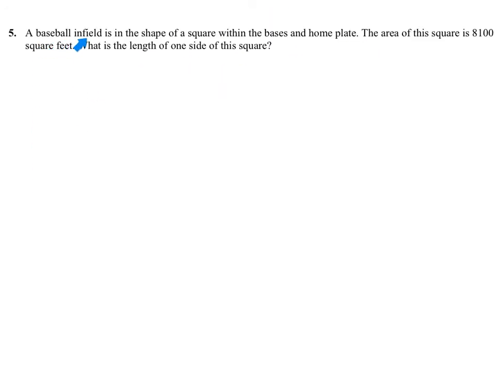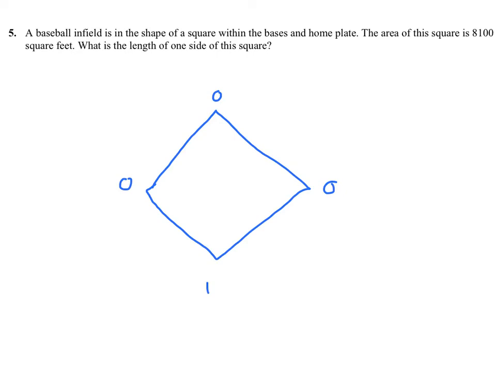A baseball infield is in the shape of a square within the bases and home plate. The area of this square is 8,100 square feet. What is the length of one side of this square? All right, so let's think about it. We've got the inside part of the infield. You've got your bases, here's second, first, third, and then here's home plate. And they say that inside this area is 8,100 square feet. So they want to know what is the length of one of the sides.